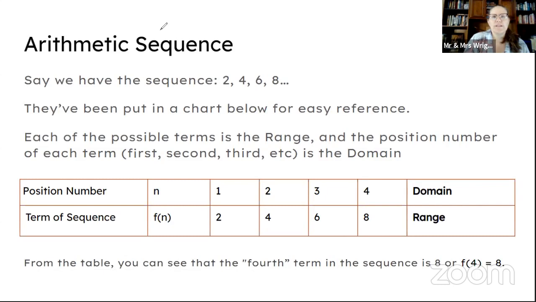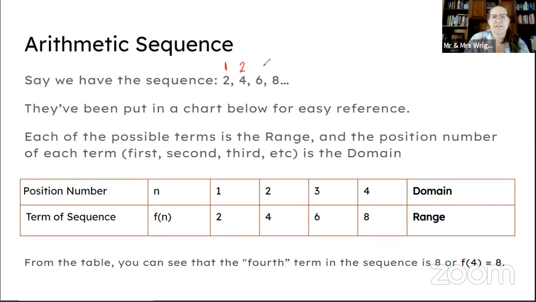And then every term is numbered. So this is the first term, this is the second term, this is the third term, and this is the fourth term. You can see right here, it's called its position number. Position 1, position 2, position 3, position 4. This is the independent variable. We're going to call it n, okay? And then f of n is the dependent term.